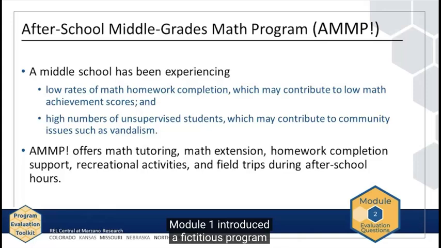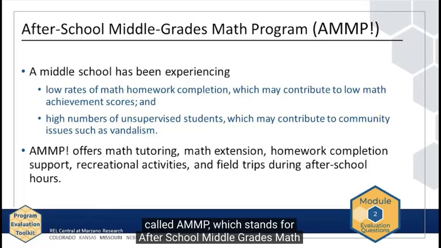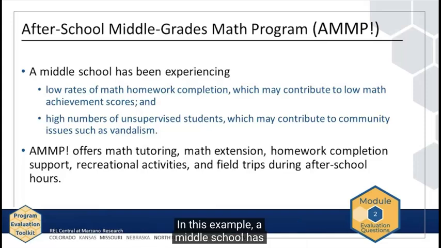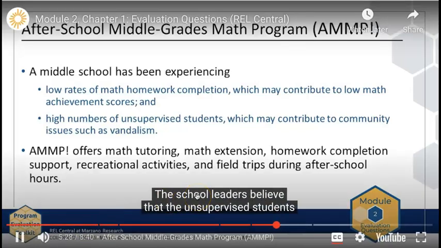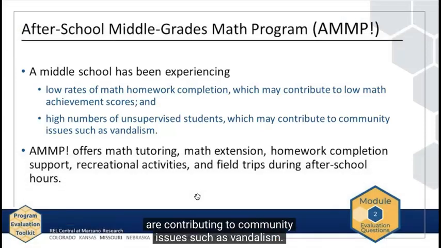Module 1 introduced a fictitious program called AMP, which stands for After School Middle Grades Math Program. In this example, a middle school has been experiencing low rates of math homework completion among its students. School leaders believe the low homework completion rates are contributing to low math achievement scores. Another issue at the school is high numbers of unsupervised students after school. The school leaders believe that the unsupervised students are contributing to community issues, such as vandalism.